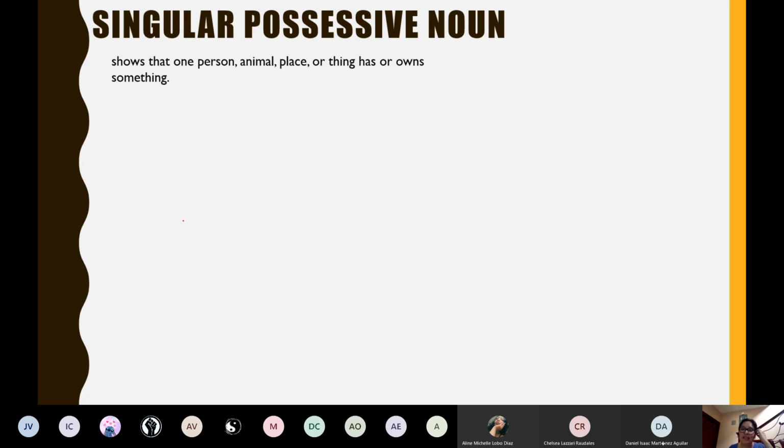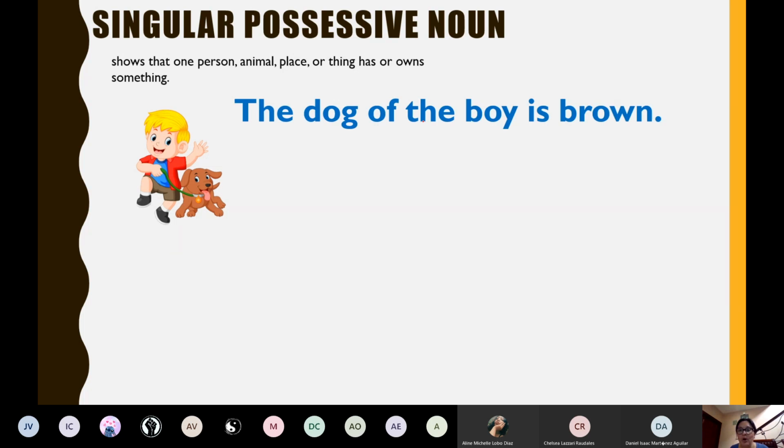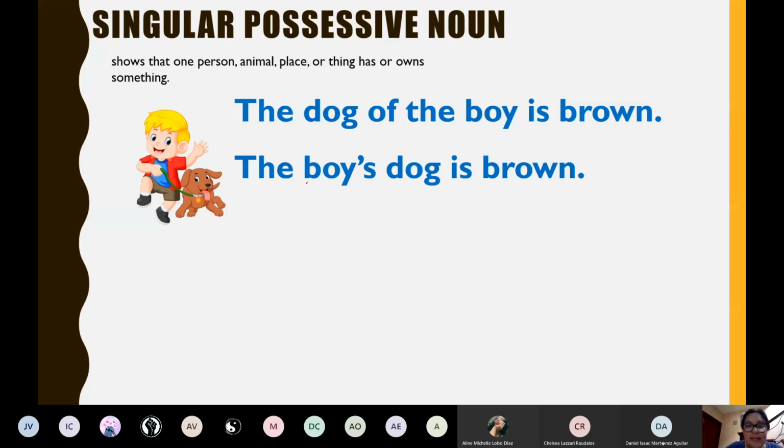So we are going to see that one very quick in here. Singular possessive nouns show that one person or one animal or a place or a thing has or owns something. Here we have a boy with his dog. We can say the dog of the boy is brown, but if we use possessives, we have to say the boy's dog is brown. So look that first we have the owner. Who is the owner? The boy, right? Then we write apostrophe S to show that something belongs to the boy. What belongs to the boy? The dog. So remember, first we are going to write the owner and then what belongs to that person or to that place.